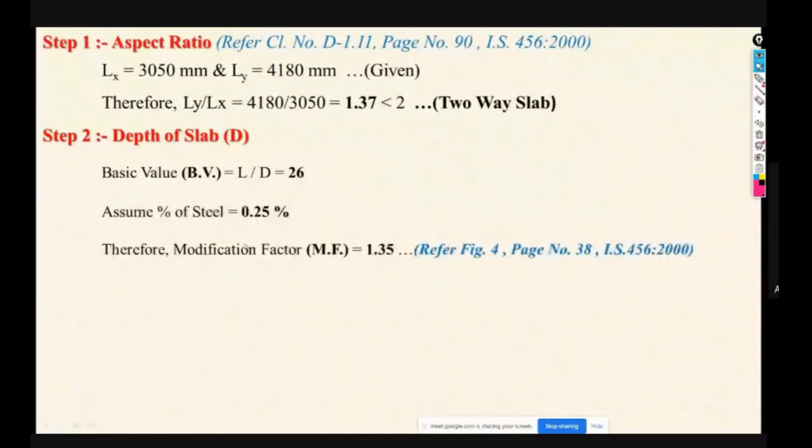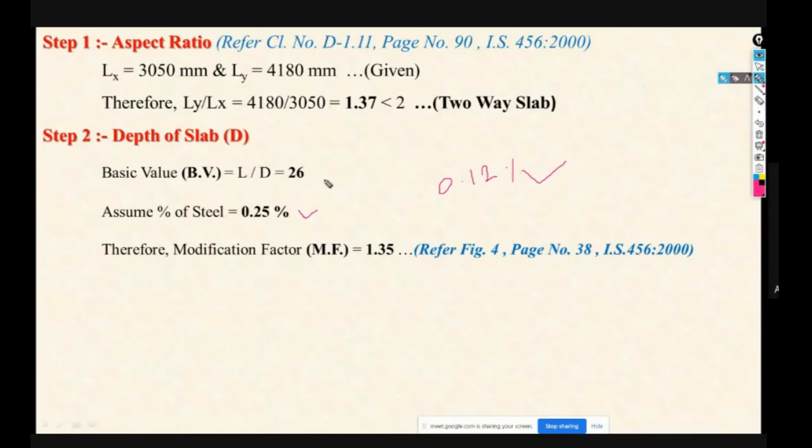Okay. Now, the percentage of steel is with us, 0.25%. If you want to consider minimum percentage of reinforcement, we know the minimum percentage of reinforcement for slab is 0.12%. So if you want to go with this 0.12%, no problem, we can do it. Okay, but now here as standard we are considering 0.25%. Then modification factor is 1.35.